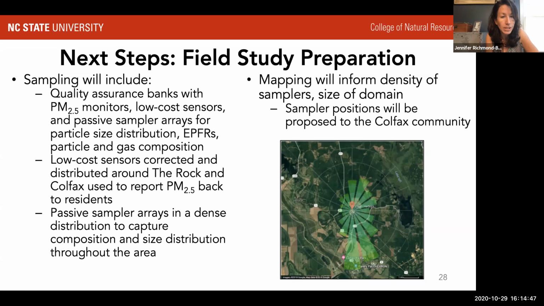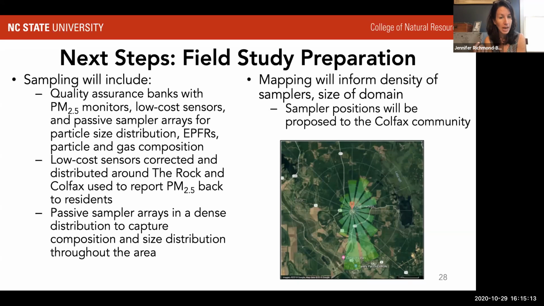So the quality assurance banks we're going to be putting in place are going to contain a number of monitors altogether. There'll be 2 of these kinds of sites where there are high quality PM 2.5 monitors that actually suck, using a high volume pump, material onto filters. And then we're going to be analyzing that material in the laboratory.